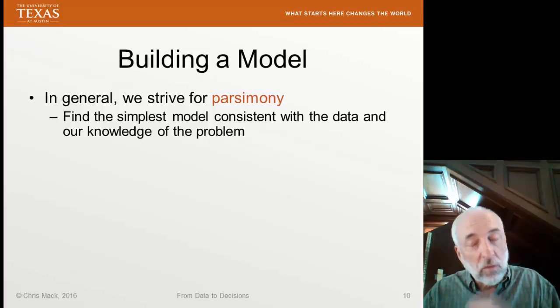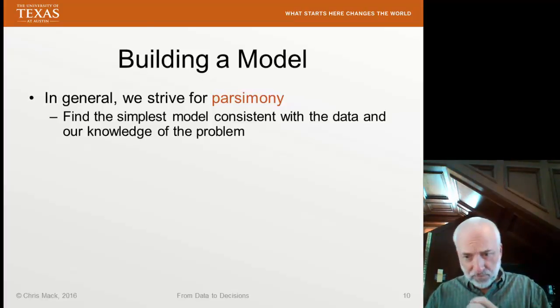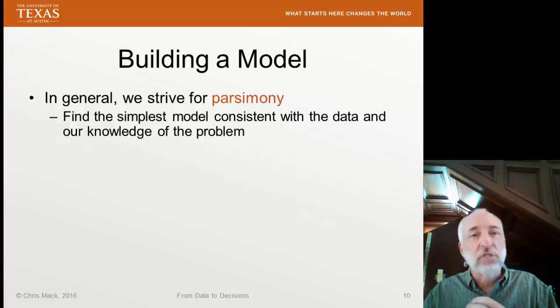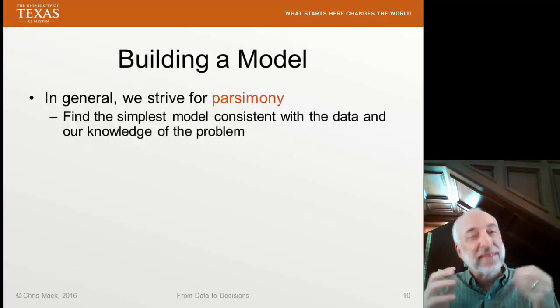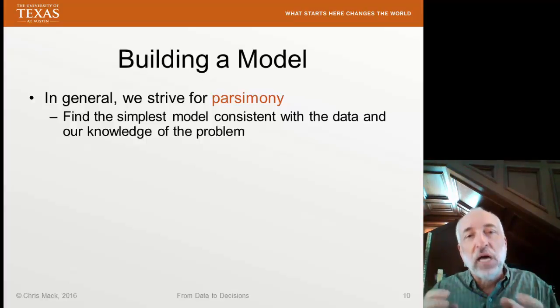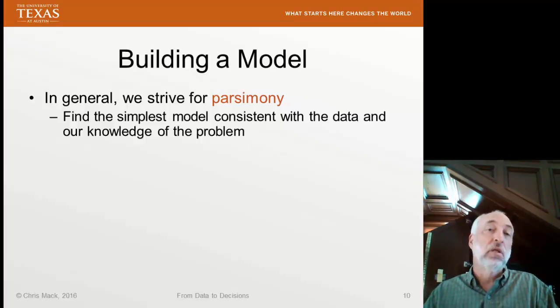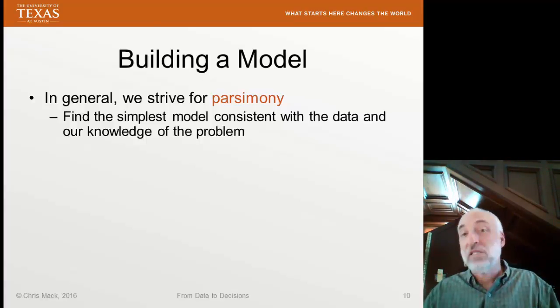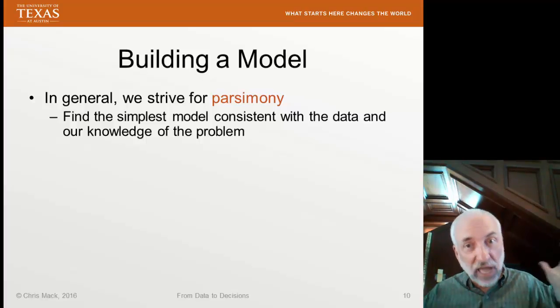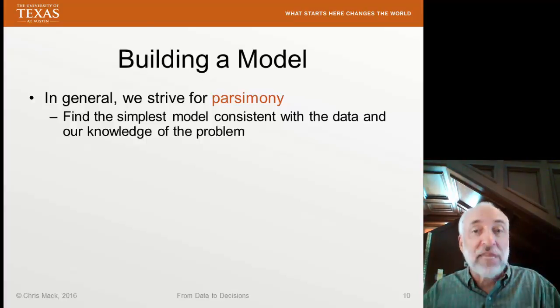So when we start building a model, we often strive for parsimony. That means simplicity. You want the least number of model parameters in the simplest equational form for that model that does a good enough job of describing the data. So you want a model that's consistent with the data on hand. You also want it to be consistent with what you know about the problem, the outside theory or understanding that you bring to the problem. Given that, you want the simplest model you can make.